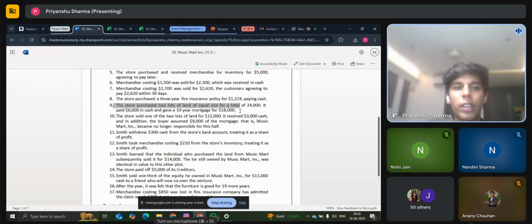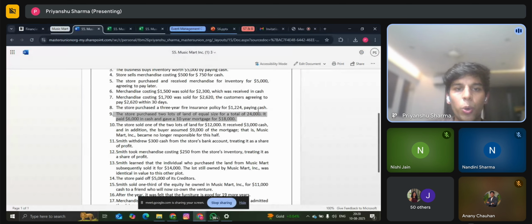Cool, I'll move to transaction number 9. That is, the store has purchased 2 lots of land equaling to the size of total 24,000. It has paid 6,000 in cash and gave a 10-year mortgage of 18,000 rupees. So here's what is going on inside this transaction. We've purchased land for the value of 24,000.